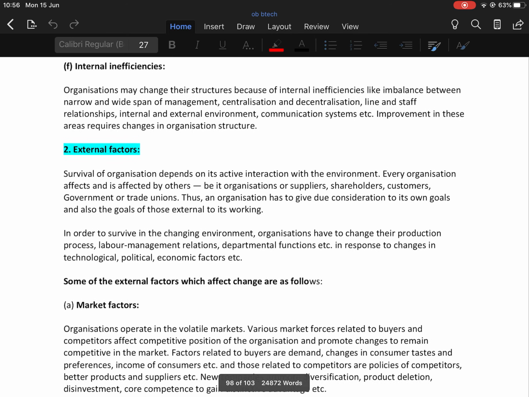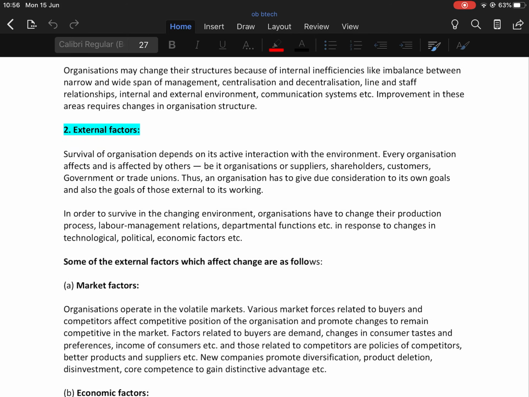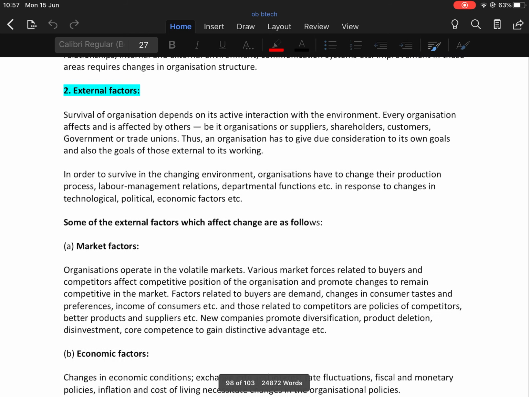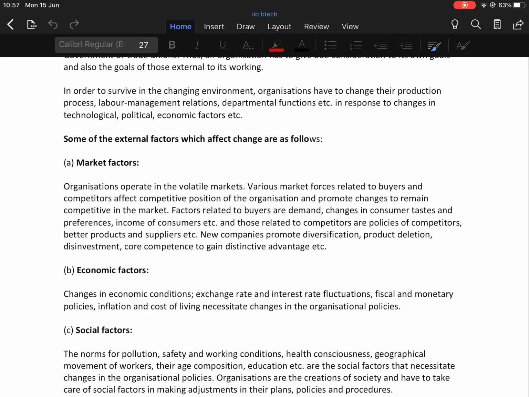Now comes the second category, external factors, because till now we have discussed internal factors which influence the organizational change. Now I'm starting with external factors which influence the organizational change. So some of the external factors which affect the change are as follows. First one is market factors.